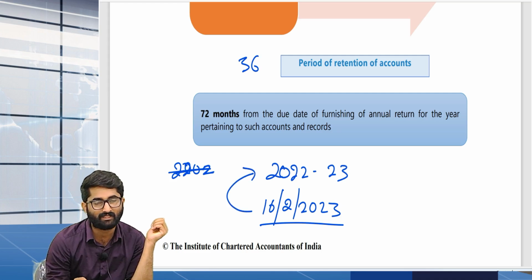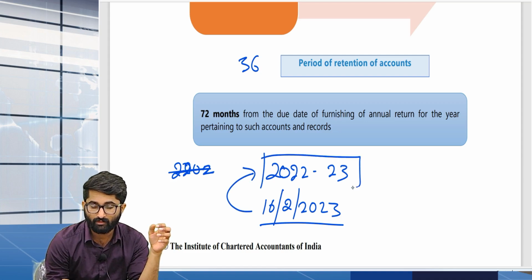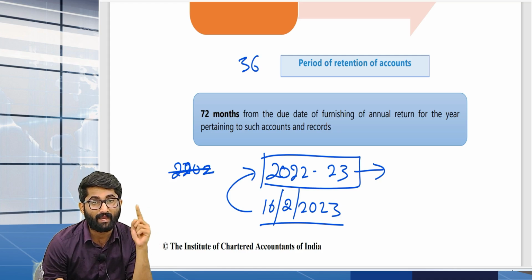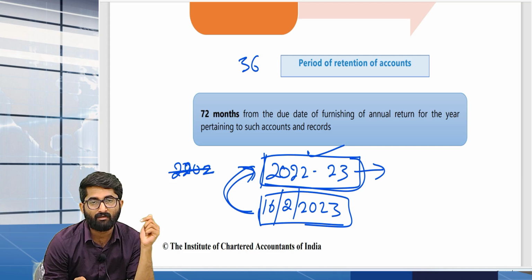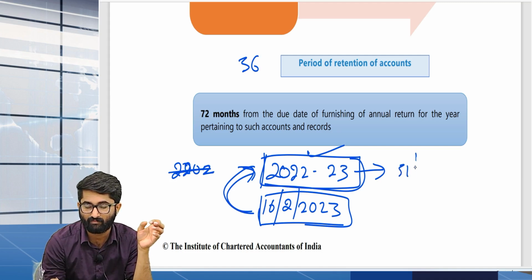This belongs to this year, no? Till when do you have to maintain it, sir? Till the due date of filing the annual return for this year, because this invoice relates to this year. The due date of filing the annual return for this year is 31st December 23.